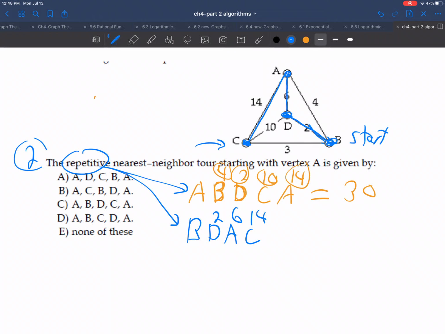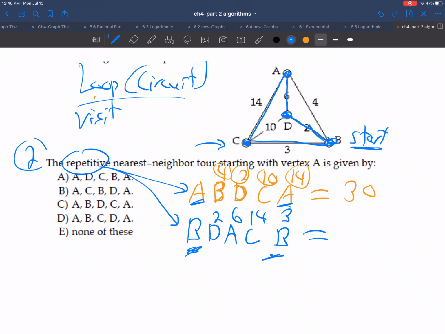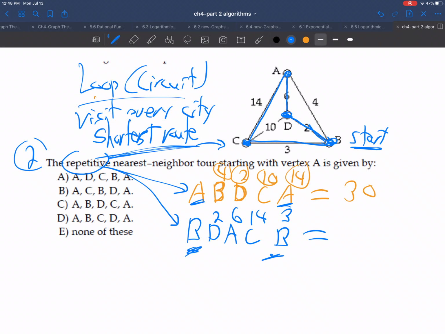And then you got to go home. We got to go 3 to go back where we started, back to B. You have to start and end at the same point. That's a loop. We're making a loop, a circuit. Remember, visit every city and make a loop. We want to do it in the cheapest way, or the shortest. Let's just call it the shortest route. That's what we want. We want the shortest route that visits every city and makes a loop.